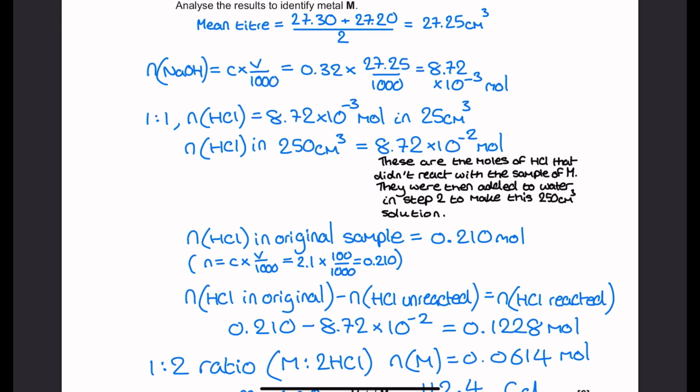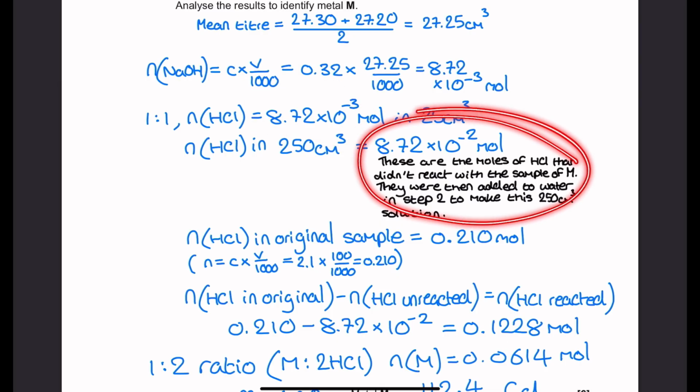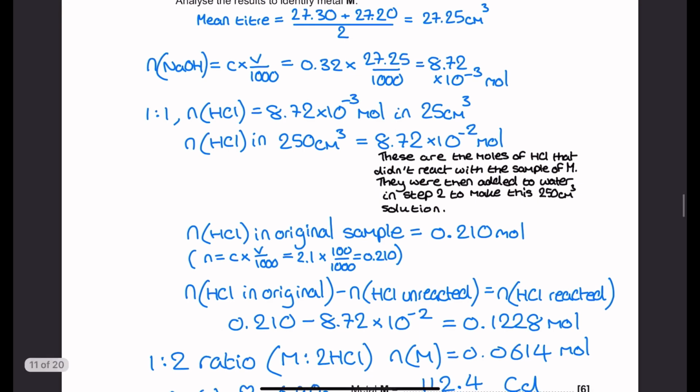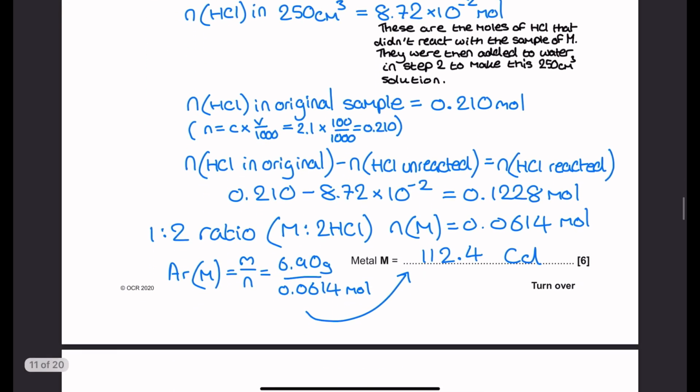Now remember that 25 centimetre cubed sample used in the titration, that's of HCl, came from a 250 centimetre cubed solution. So if I want to know the number of moles in 250 centimetres cubed, all I need to do is take this mole value and multiply it by 10. And so here, this mole value that I've got is the number of moles of HCl that are in that diluted solution, which are the number of moles of HCl that didn't react with the metal at the very start of this process in stage 1.